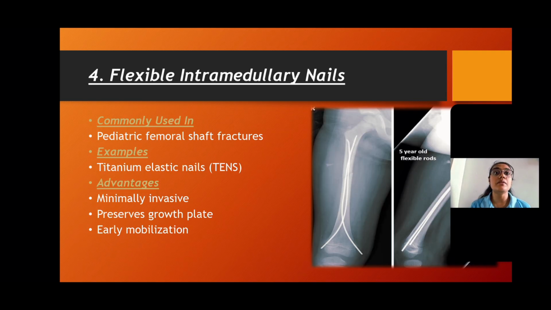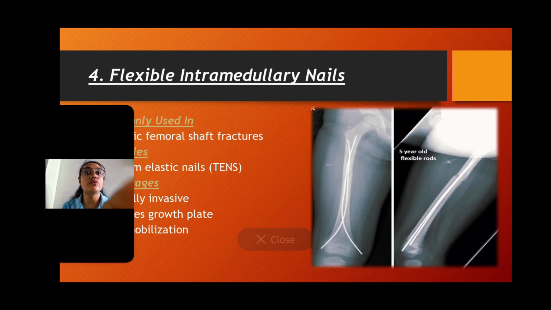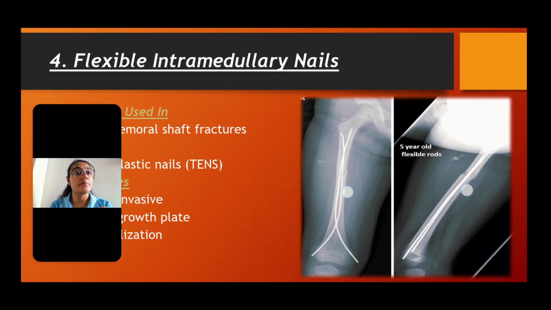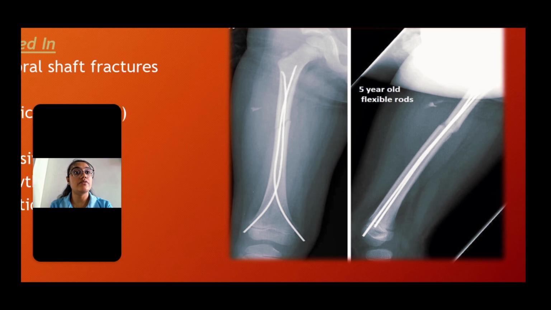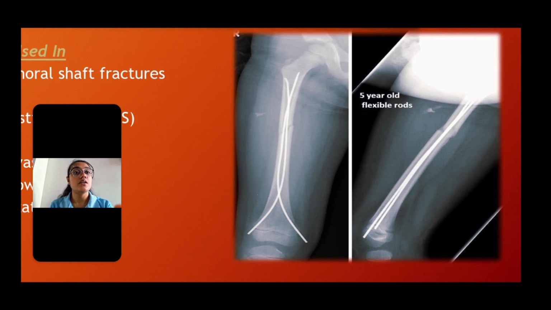Fourth is flexible intramedullary nailing, commonly used in pediatric femoral shaft fracture. An example is TENS, titanium elastic nailing. Advantages are that it is minimally invasive, preserves growth plates, and allows early mobilization. This is useful for pediatrics. Here you see a 5-year-old child fixed with rods. Some soft rods are inserted into the bone and fix the fracture like this.